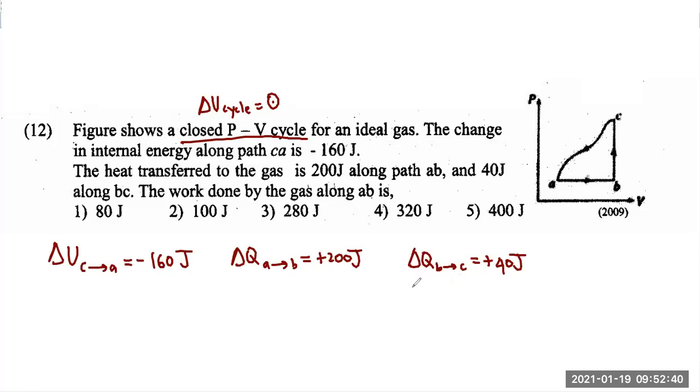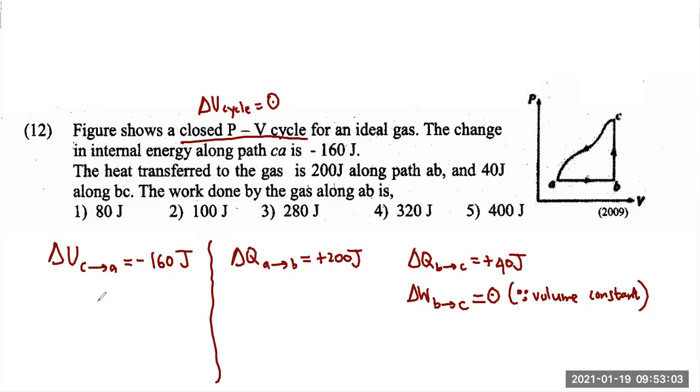Now, what is delta W BC? Delta W BC has to be zero. Why? Constant volume. When the volume is constant, there won't be any work done. So work done is zero, right? So for process, now you can see I have taken this portion for process CA, this portion for process AB, this portion for process BC separately, right?